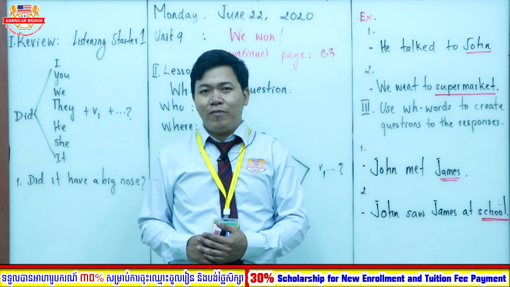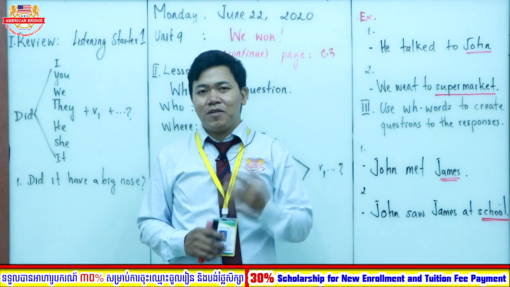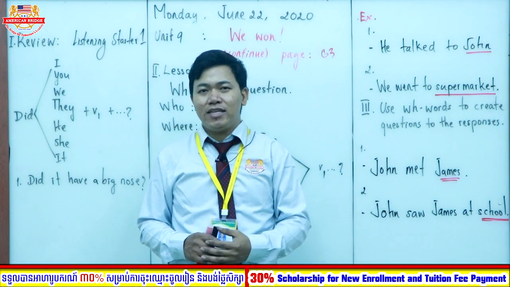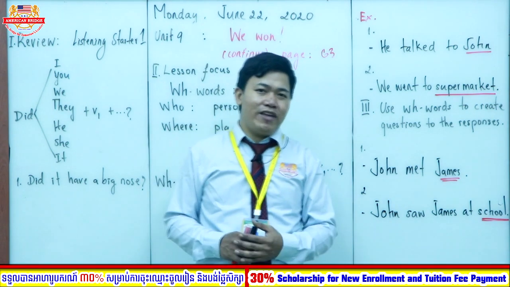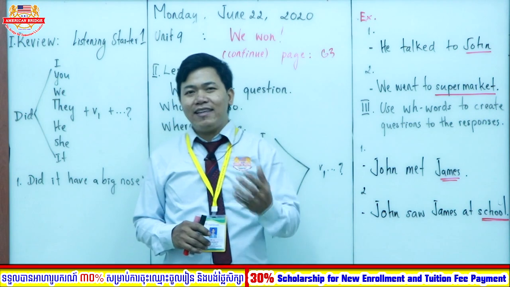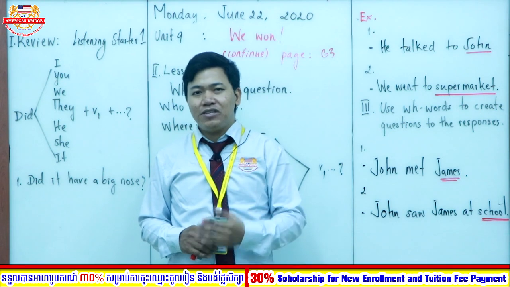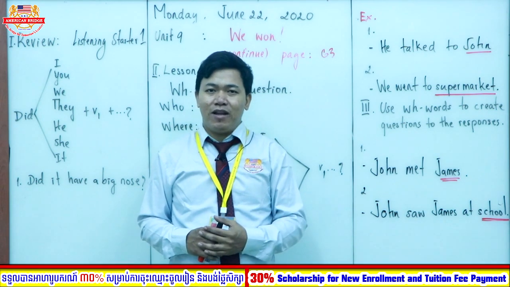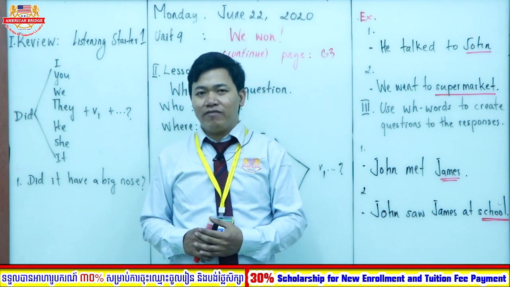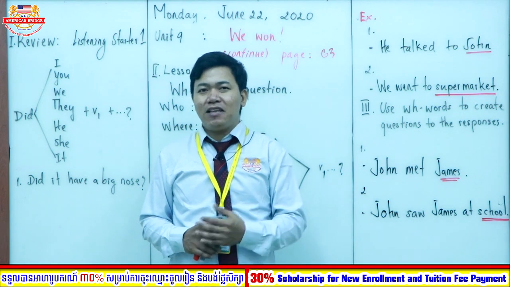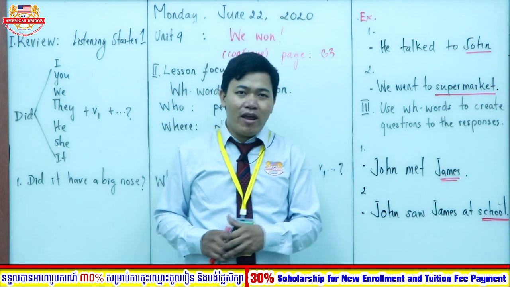How about the negative form, everyone? Yes, for the negative form, we need to use subject pronouns I, you, we, they, he, she, it plus didn't plus verb 1. Now I will give you the example. She didn't see John. Again, she didn't see John. She is the subject pronoun. Didn't is the negative form. And we need to add verb 1, see, right? She didn't see John.